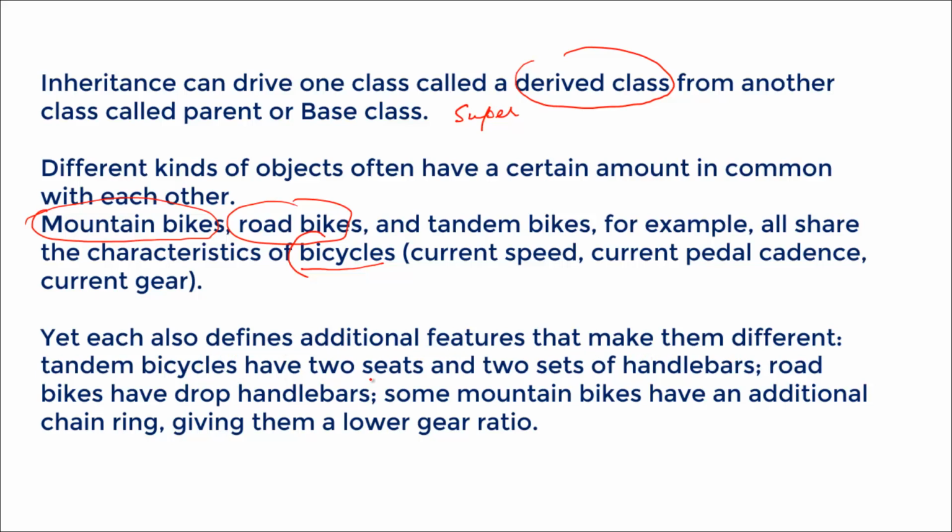Tandem bicycles have two seats and two sets of handlebars. Road bikes have drop handlebars. Some mountain bikes have an additional chainring, giving them a lower gear ratio. So you see that all these bikes are a type of bicycle and share the characteristics of bicycles, but the mountain bike, road bike and tandem bike also have their own features.